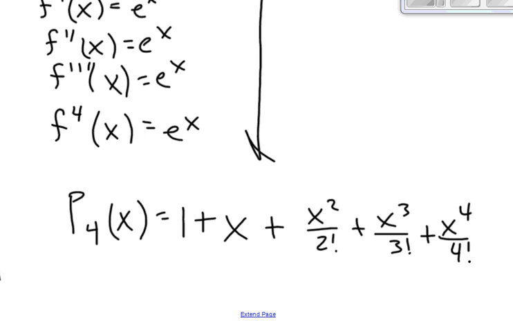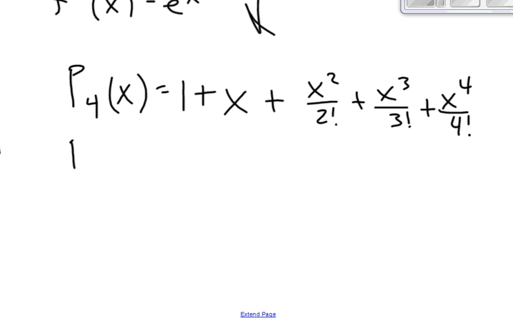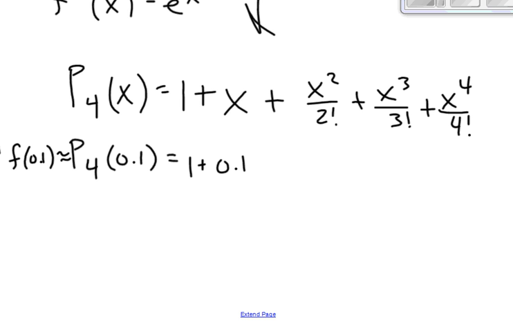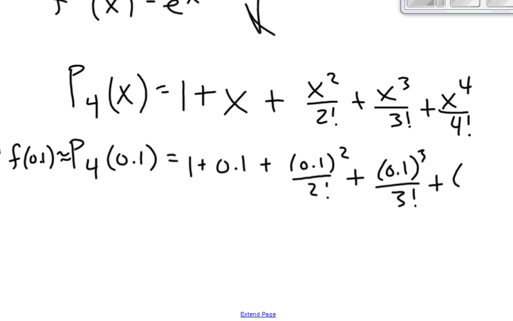So now what they want us to do is evaluate this at 0.1, because that's going to be another approximation for e to the 0.1. So then we would just plug in 0.1 for x. Now, this would be tedious, but you could calculate this without a calculator.